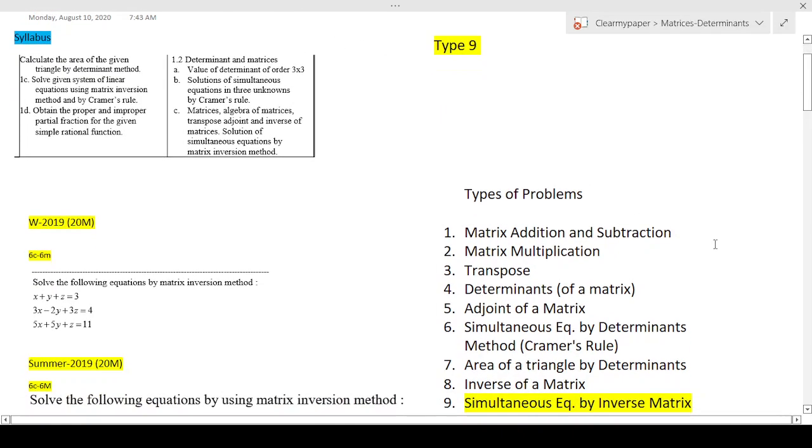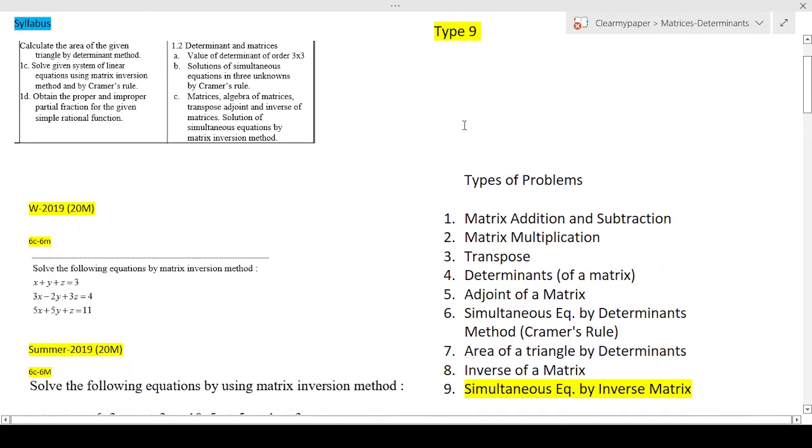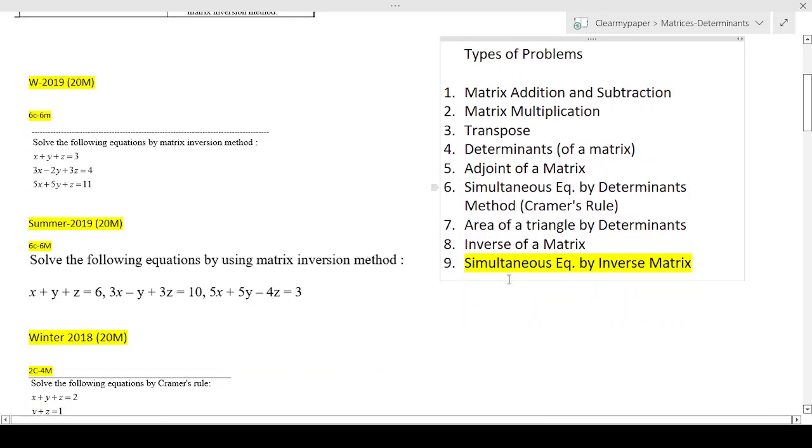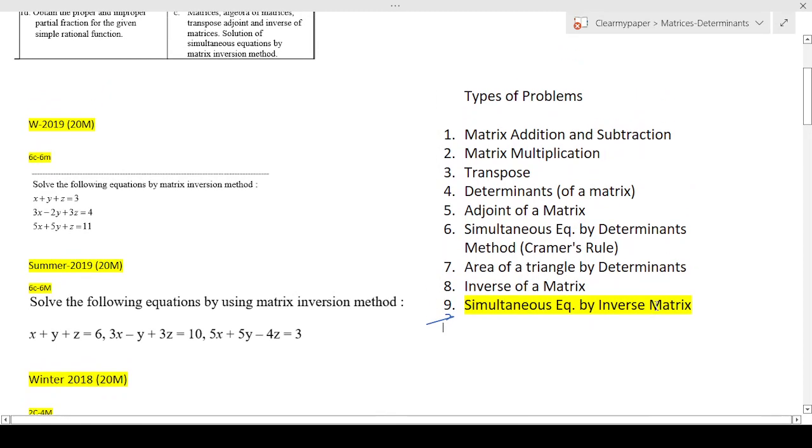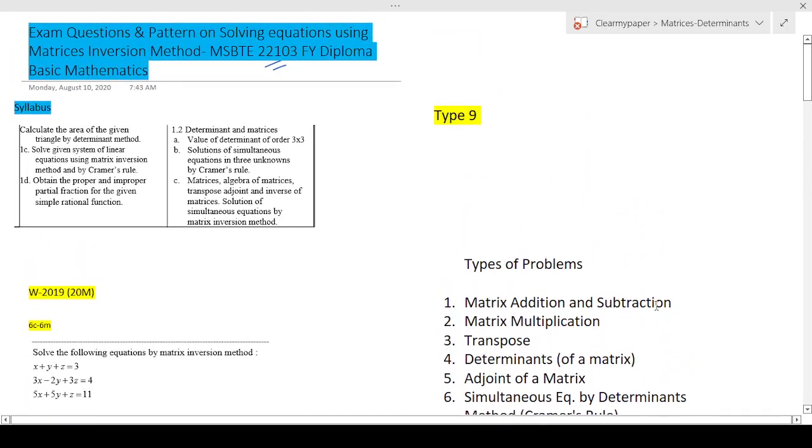Like in all my other episodes, I've categorized the overall problem of matrices and determinants into nine different types. We already discussed the other 8 types in my previous episodes. This is the last, or maybe the last but one, where we're going to talk about type 9: simultaneous equations by the inverse matrix method. That's what we're going to do today and see what questions come in this.